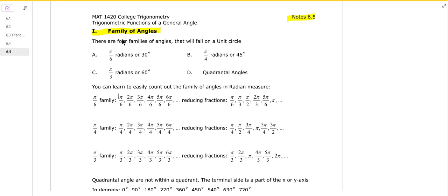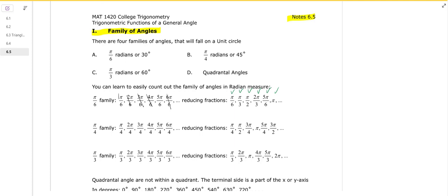So notice on this, 2 pi over 6 is really pi over 3. 3 pi over 6 is pi over 2. 4 pi over 6 is 2 pi over 3. And 5 pi over 6 is already reduced. And then 6 pi over 6 is pi. So these angles right here create a family based on 30 degrees or pi over 6 radians. The thing about this is you want to be able to count those out quickly and then reduce the fractions in your head. So that would be the pi over 6 family.